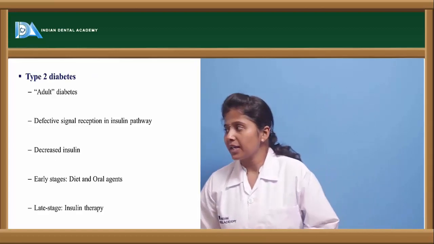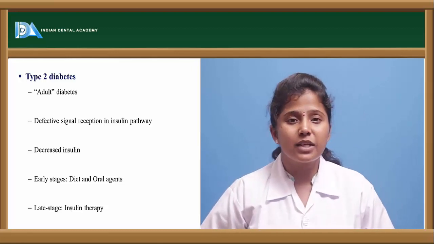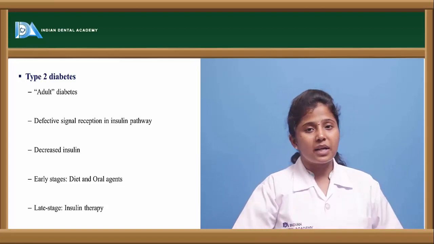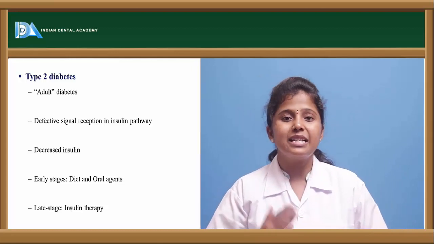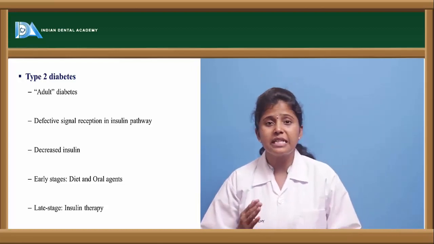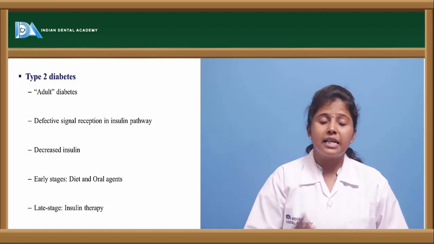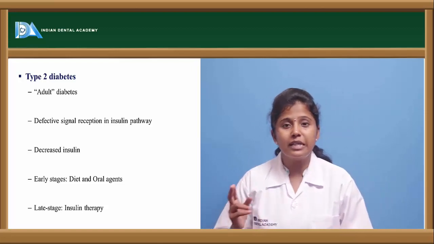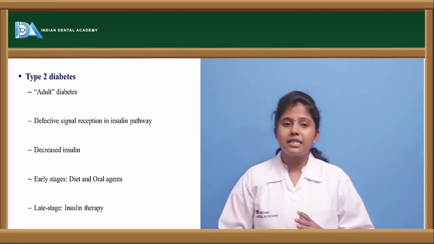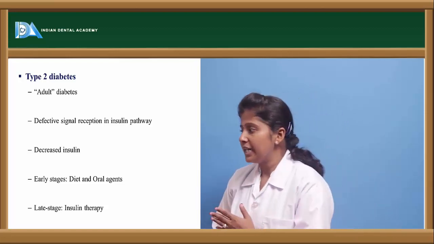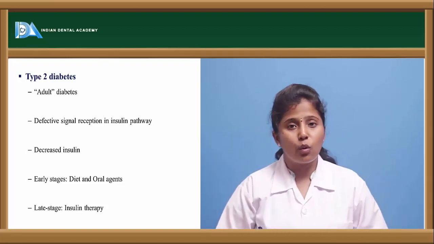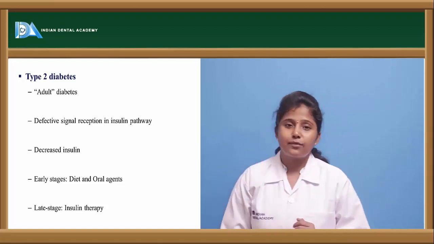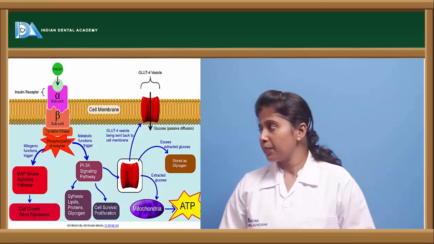The other one is type 2 diabetes, which occurs mostly in adults, and this is because of a defective signaling pathway in the insulin. So in this insulin signaling pathway, if there is any destruction or disturbance, then it leads to type 2 diabetes, and this is non-insulin dependent. In the early stages of type 2 diabetes, it is treated through diet or through oral hypoglycemic agents, and in the later stages we have to give insulin therapy.